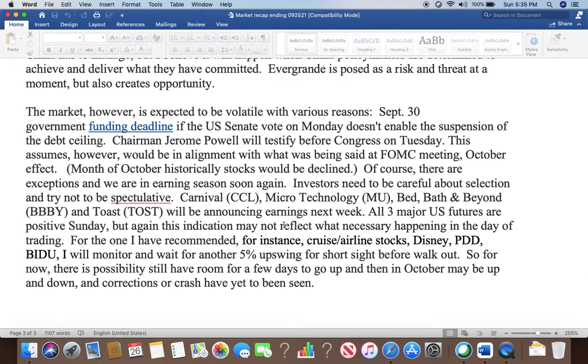September 30 is the government funding deadline. The U.S. Senate may vote on Monday, which would enable a suspension of the debt ceiling. Chairman Powell will testify before Congress on Tuesday. This assumes, however, that it will be in alignment with what was said at the FOMC meeting.